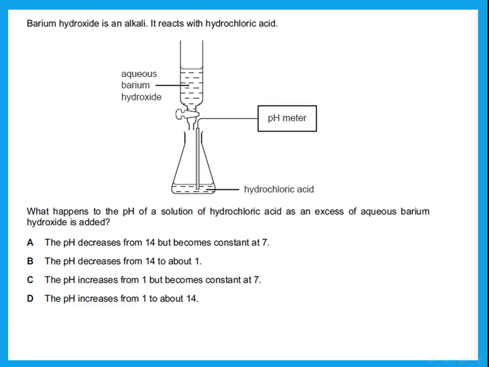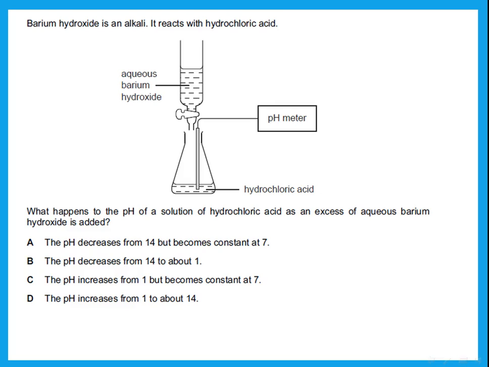So we're starting with hydrochloric acid in the flask. Now, what is the pH of the hydrochloric acid? The hydrochloric acid has a pH of 1, 2, 3, maybe. Okay, so we're starting from 1 and then we're adding barium hydroxide. What would be the pH of barium hydroxide? Barium hydroxide is a strong base, so 12, 13, 14.